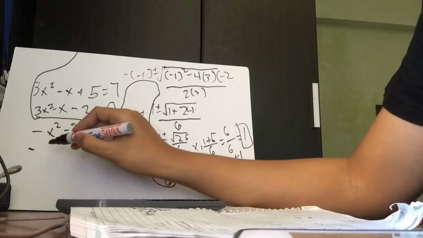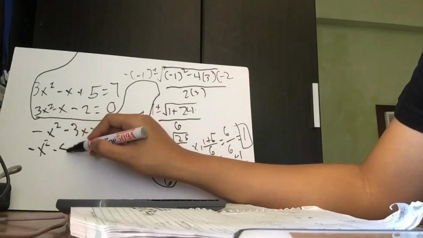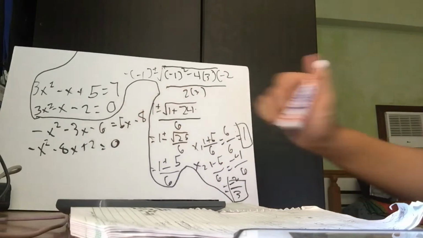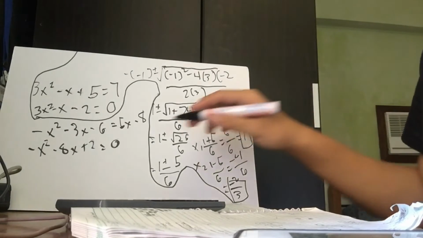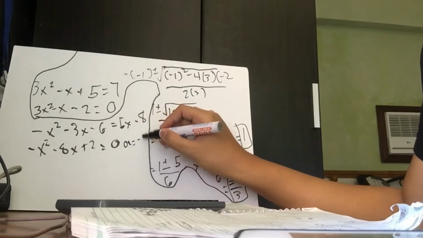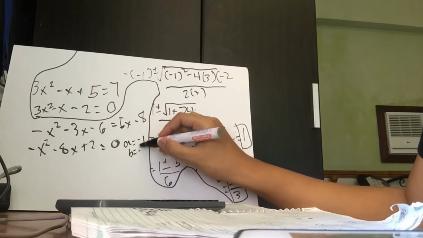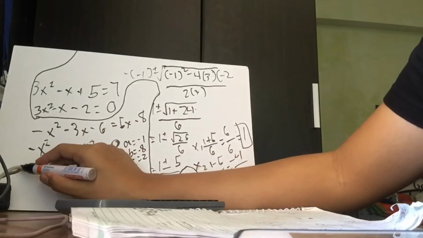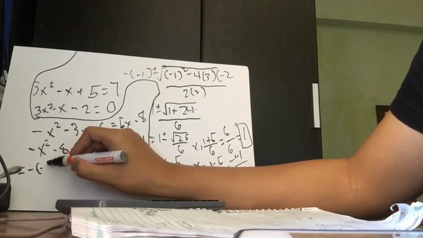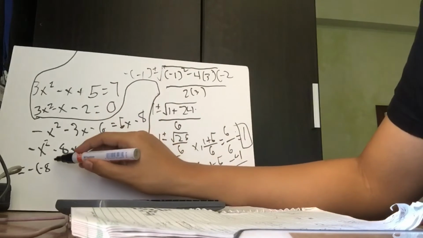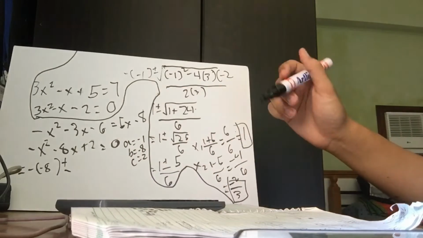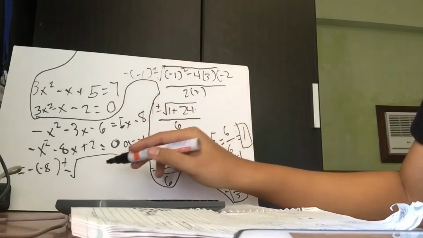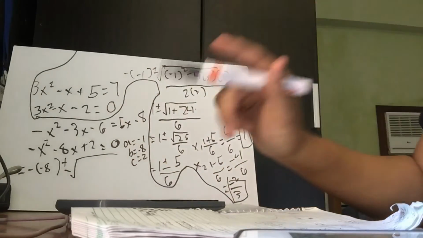It should come out as... this is what we want. So our values: a is equals to negative 1, b is equals to negative 8, and c is equals to 2. Once again, just substitute the values in the formula.